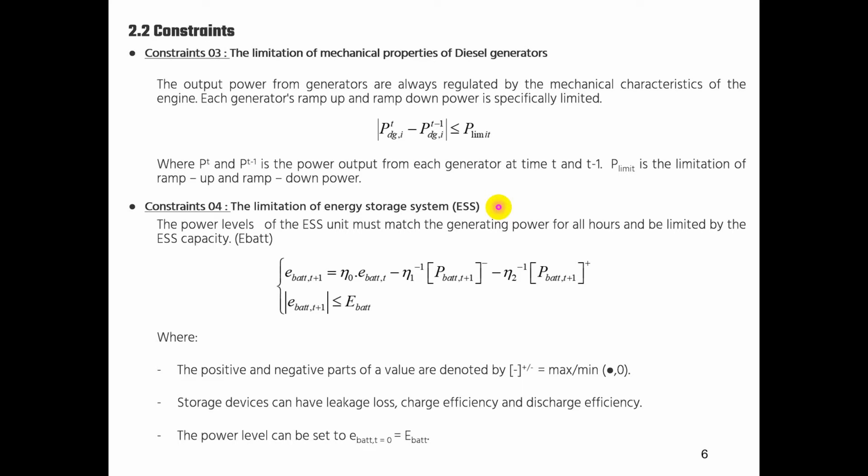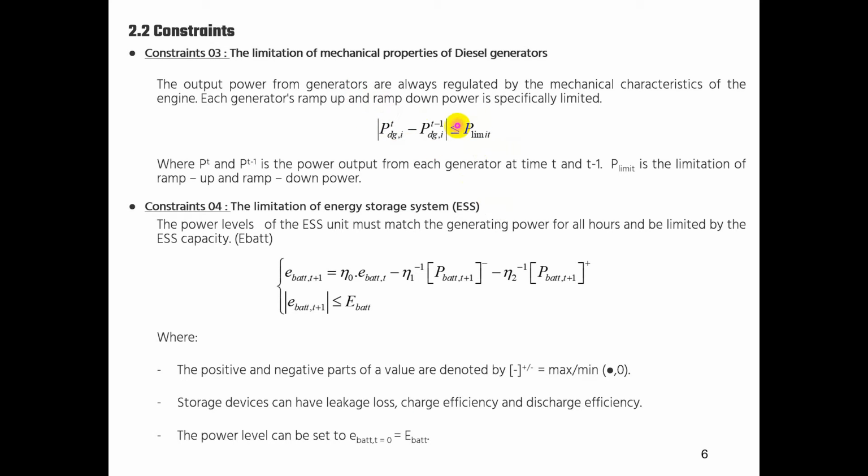And next we come to the third constraint. In this constraint, we're talking about the limitation of the mechanical properties of the diesel generators. The output power of generators is always regulated by the mechanical characteristics of the engines. And here, each generator's ramp up and ramp down power is specifically limited by that.